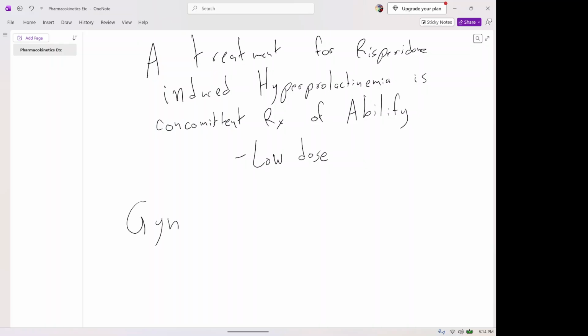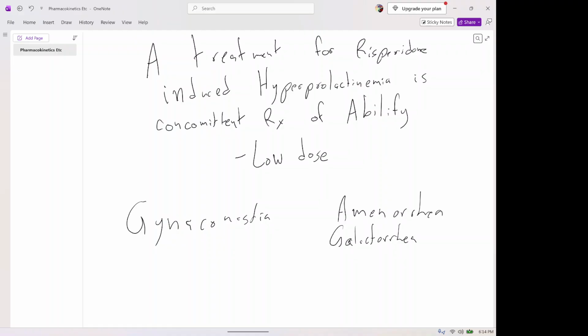gynecomastia, so that's men growing breasts, or amenorrhea. So that's women all of a sudden not having a period. Also, galactorrhea. That's women spontaneously having liquid discharge from their mammary glands in their breasts.